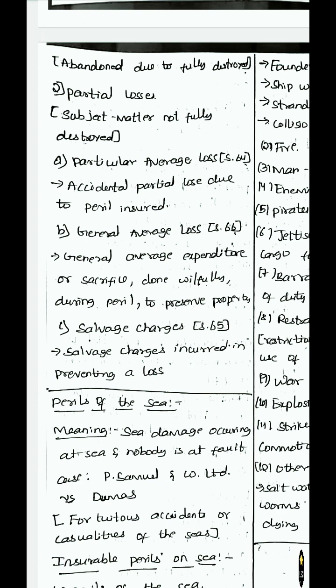The next is a general average loss under section 66. Under general average, expenditure or sacrifice is done willfully during peril to preserve property. So it is willful. They willfully sacrifice a certain part of the subject matter to preserve the remaining property or to preserve the ship. Then it is called a general average loss. The next is the salvage charges. So salvage charges are incurred in preventing a loss. So if the subject matter is subject to certain loss, to prevent the loss they do something which causes them charges. So it is called salvage charges.